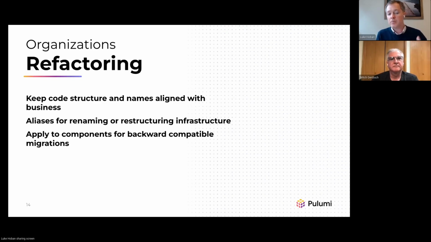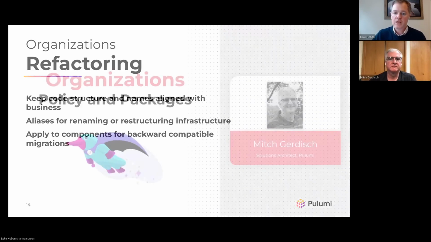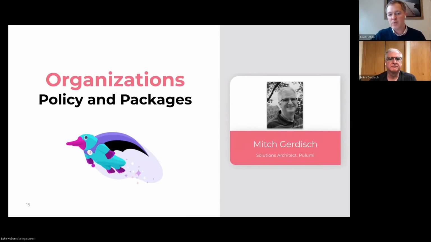And this allows you to apply aliases, for example, to components to enable backwards compatible migrations. As we make refactorings to how a component works or changes to its behavior, we can easily make sure that those don't break existing applications and don't require them to replace existing resources. So for one last demo, let's take a look at how organizations can take advantage of policy and packages in Pulumi.